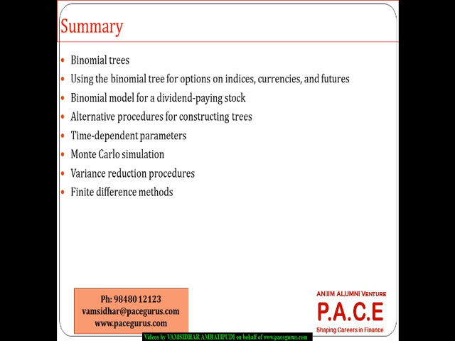So these are the three mechanisms that we have looked at. The binomial trees: we had a good understanding of binomial trees for options on indices, currencies, futures. We looked at how to tweak the binomial model for a dividend paying stock, what the alternative procedures are for constructing binomial trees, and how to look at time dependent parameters, especially for r, q, rf and sigma.